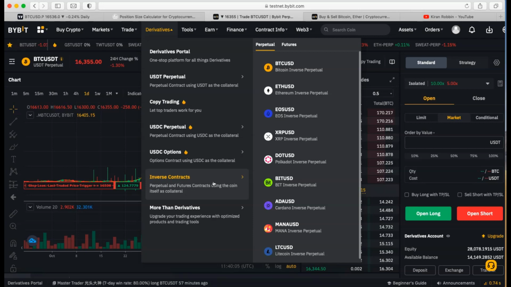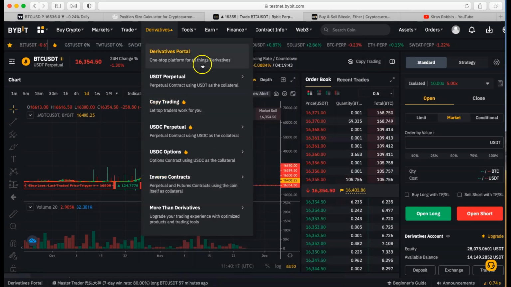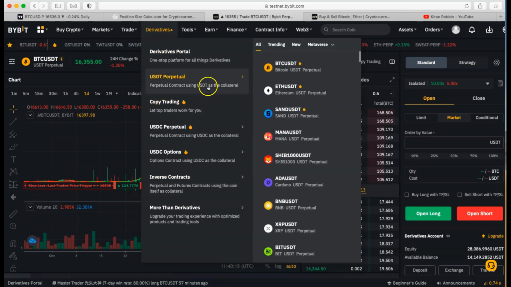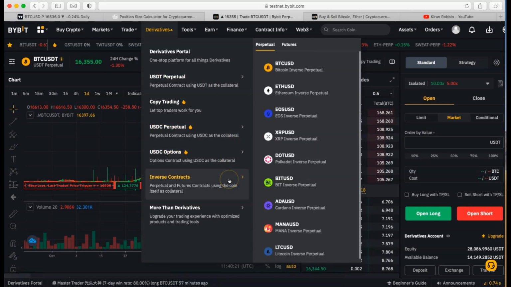There's also inverse futures, but that's not very commonly used, and that's similar to the equities futures, but the only thing is that it has expiry dates. And to be honest, most people that I know just use USDT Perpetual. This is the most commonly used, and some people use inverse contracts as well.